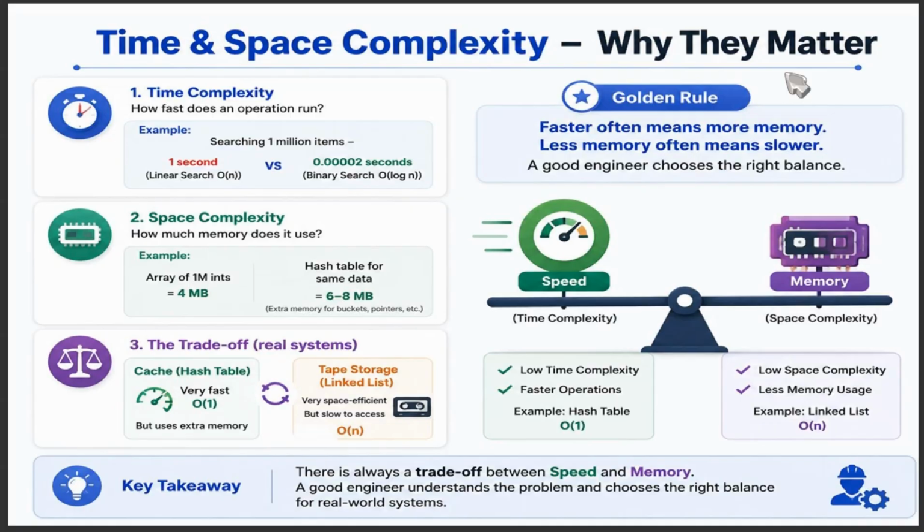Time and space complexity. Time complexity means how fast an operation runs. We measure it in terms of the number of basic steps, not actual seconds, because seconds depend on hardware. But for comparison, we use Big O notation.